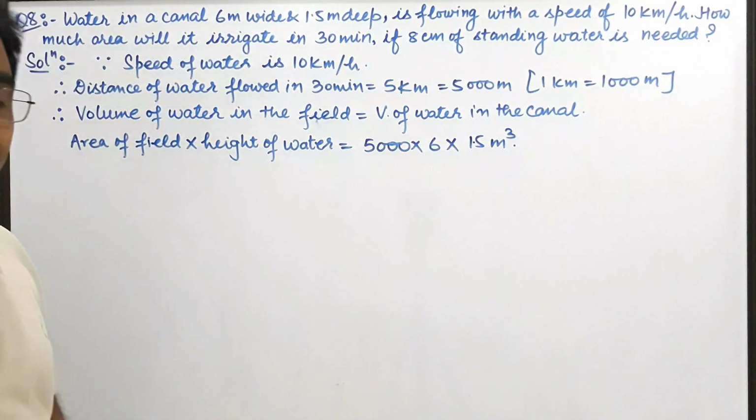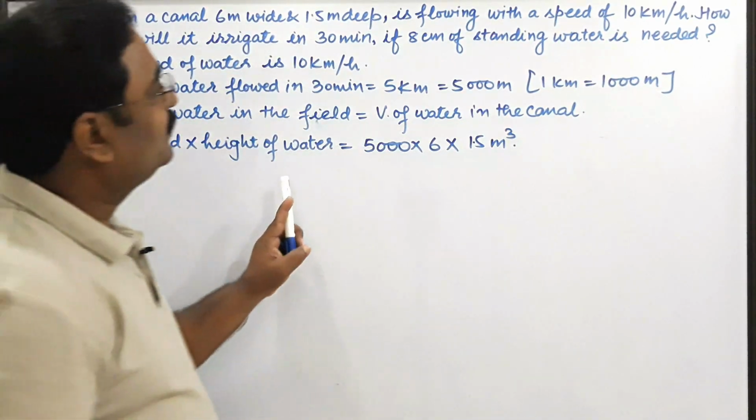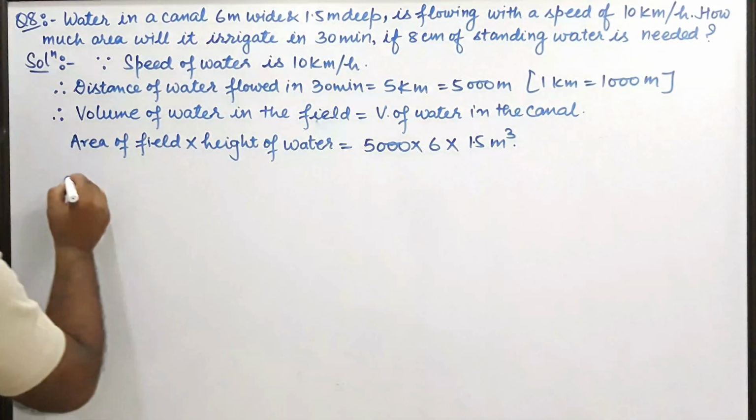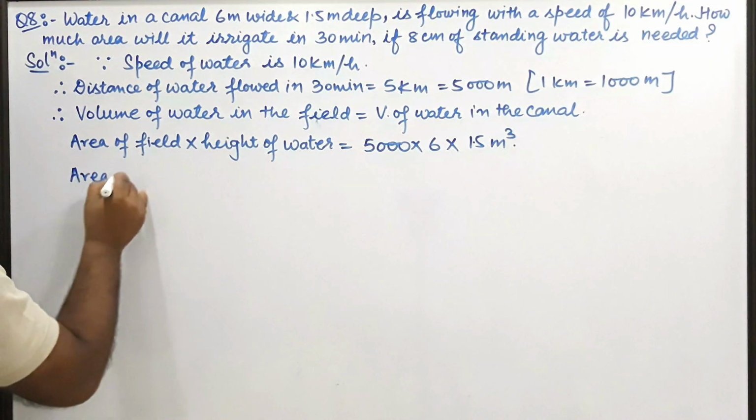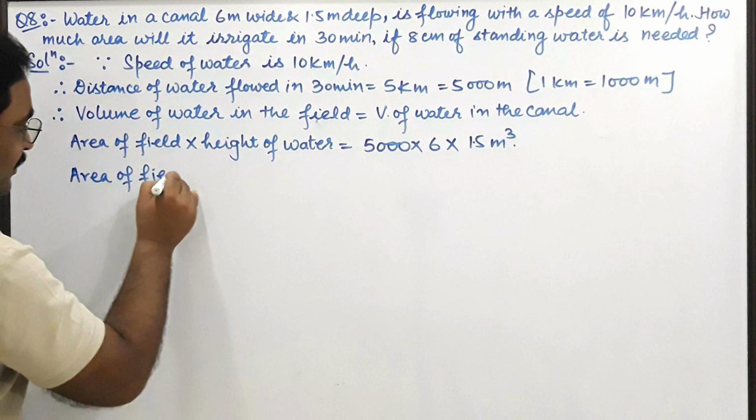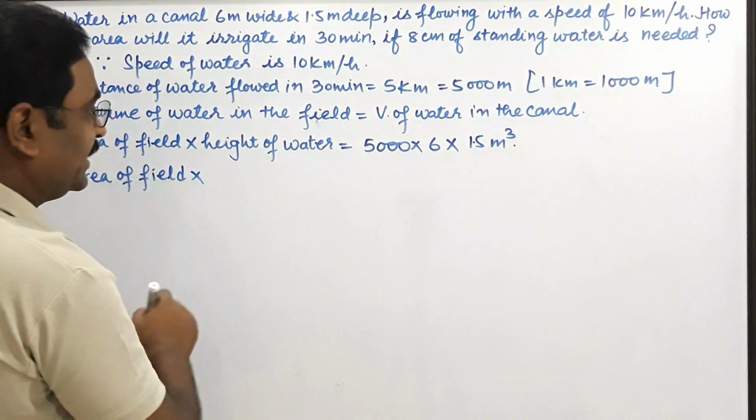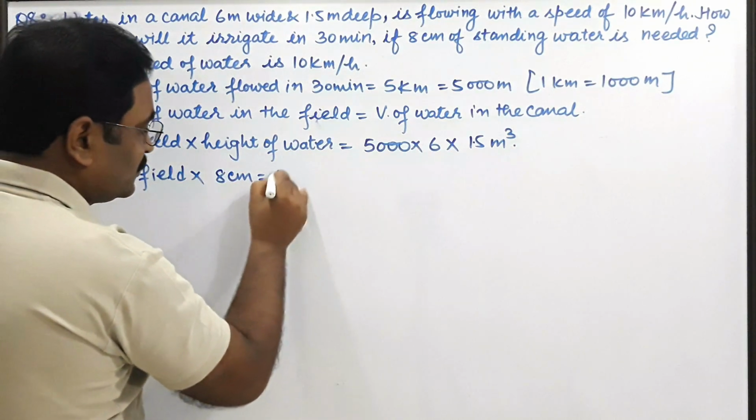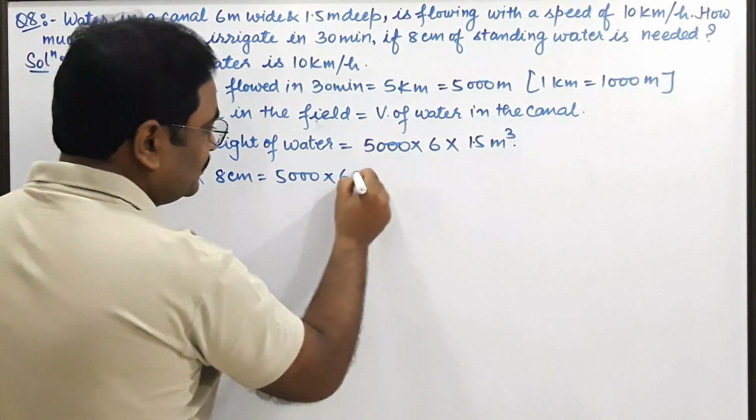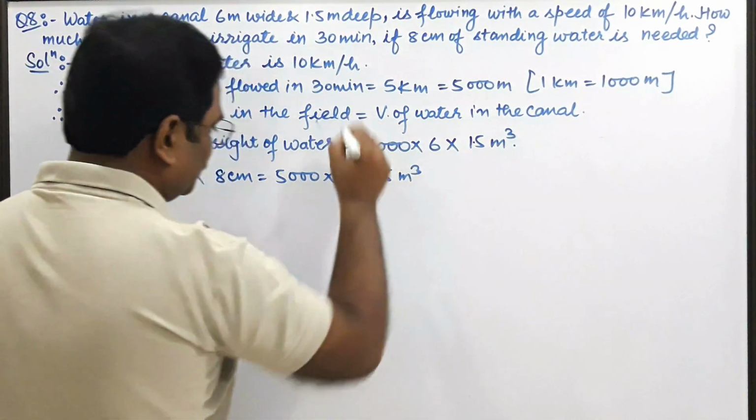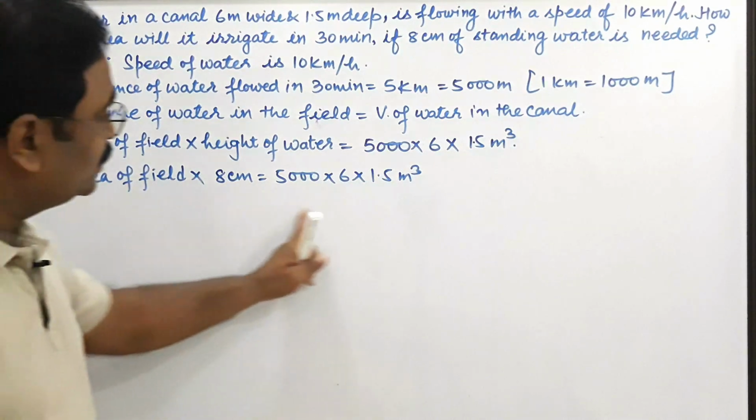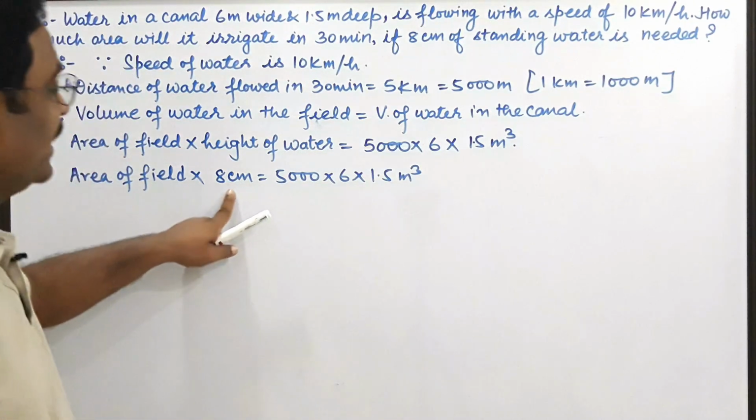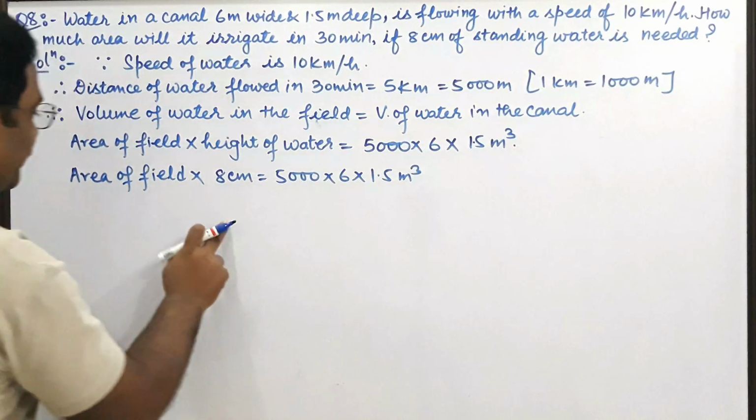So this meter cube water is there. Now as the height of water in the field is 8 centimeter, so area of field which is going to be irrigated multiplied by height of water, which is 8 centimeter, equals 5000 multiplied by 6 multiplied by 1.5 meter cube. Now convert this centimeter into meter, because all the units are in meter. So 8 centimeter can be written as 8 upon 100 meter.